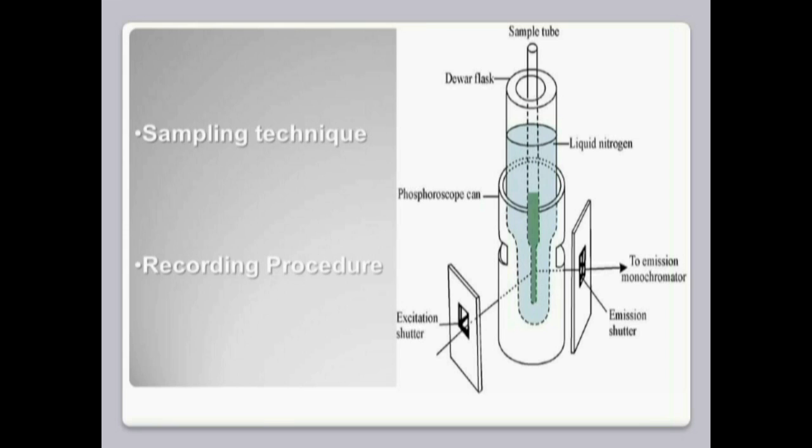As you can see in the diagram, a Dewar flask containing liquid nitrogen has been placed with a sample tube. This liquid nitrogen is there so that low temperature, that is negative 196 degrees centigrade, can be achieved. And there's also an excitation shutter and emission shutter. The ray of light passes through the excitation shutter onto the sample and goes on through the emission shutter to the detector, which gives the readouts, and hence the presence of phosphorescence can be detected and recorded.